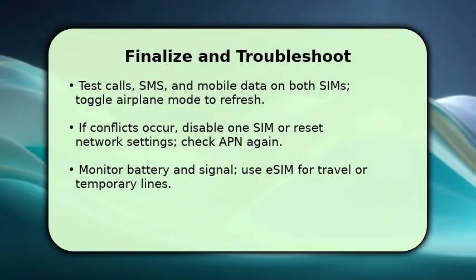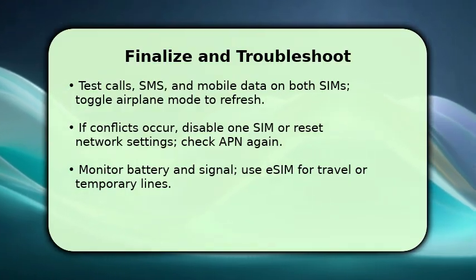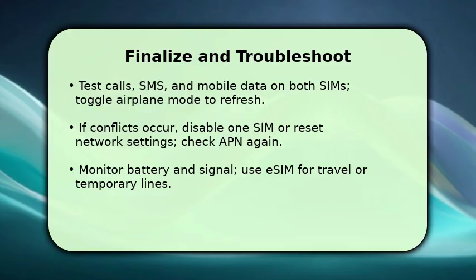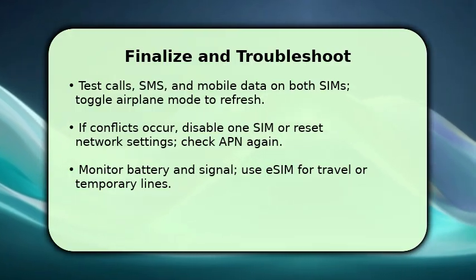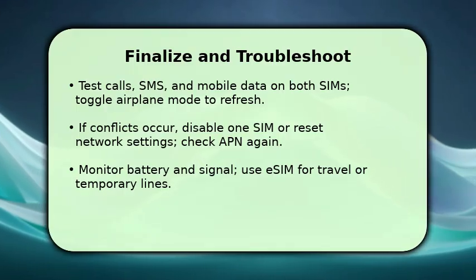Finally, monitor battery and signal because two active radios can use more power. If issues persist, reset network settings or contact the carrier. This single troubleshooting step often fixes registration and data problems.